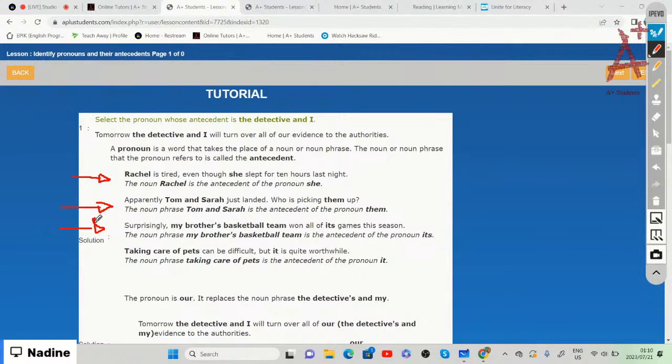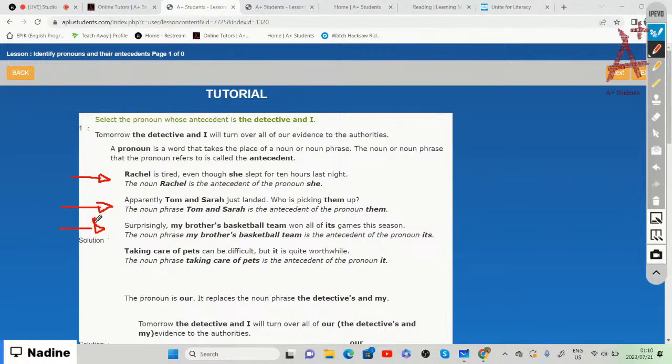All right. Taking care of pets can be difficult, but it is quite worthwhile.